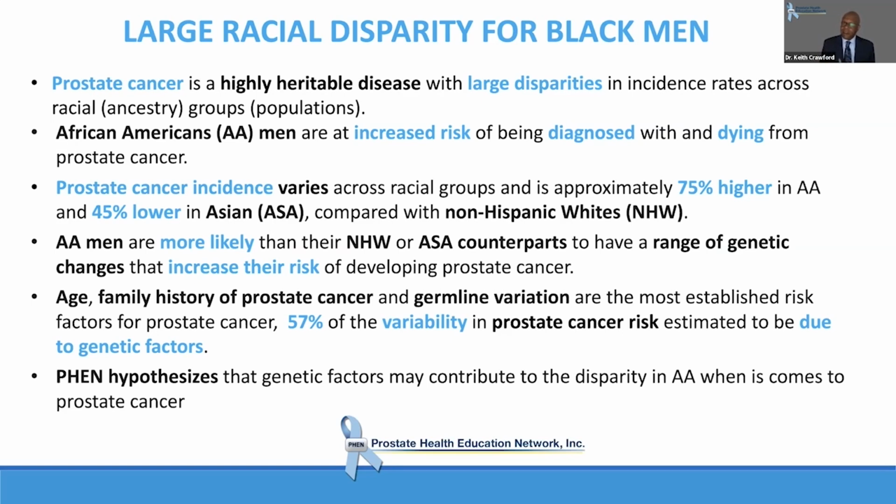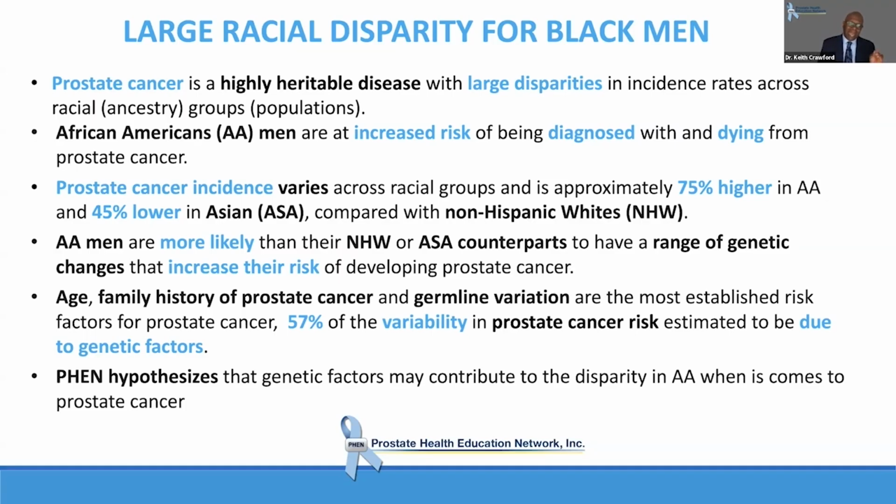Prostate cancer incidence varies across racial groups and is approximately 75% higher in African American men, but 45% lower in African and Asian American men when you compare that to Caucasian men or non-Hispanic white men. Very important. So now you're starting to see this disparity, this difference genetically and how the disease behaves. African American men are more likely than their Caucasian or Asian counterparts to have a range of genetic changes that increase their risk for developing prostate cancer.